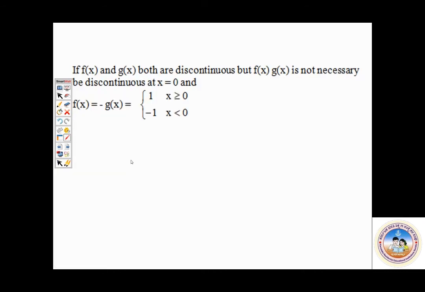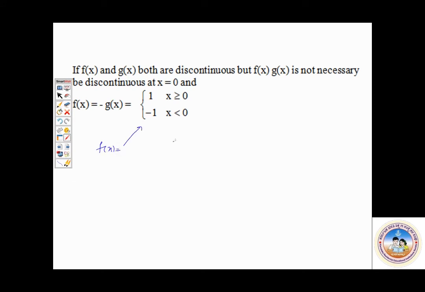f of x and g of x are discontinuous functions. The product f of x and g of x is not necessarily discontinuous. Earlier example, what I said, one is continuous, the other is discontinuous. Here both are discontinuous, but the product is continuous. What are both here? f of x, you can consider this function. f of x is the given function.